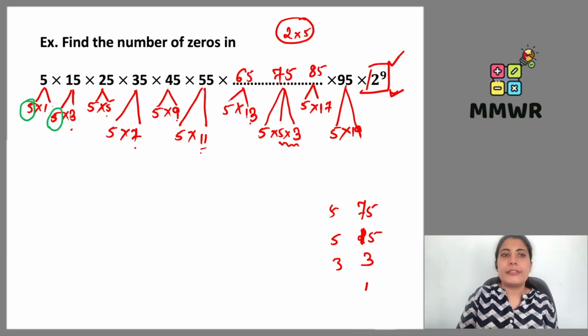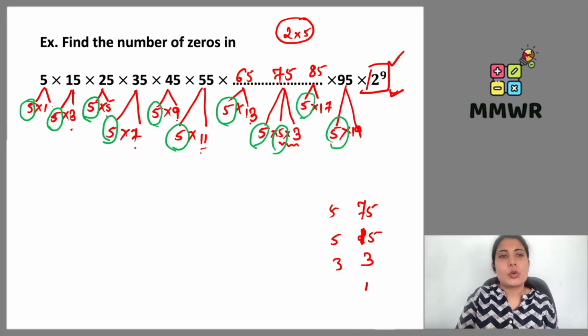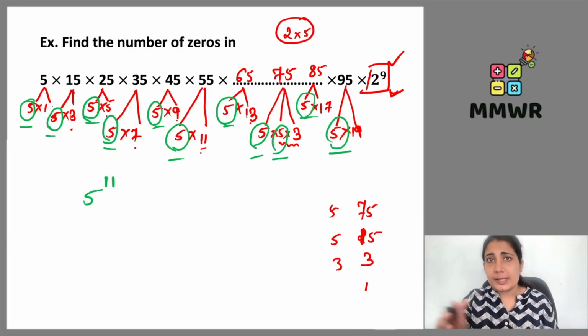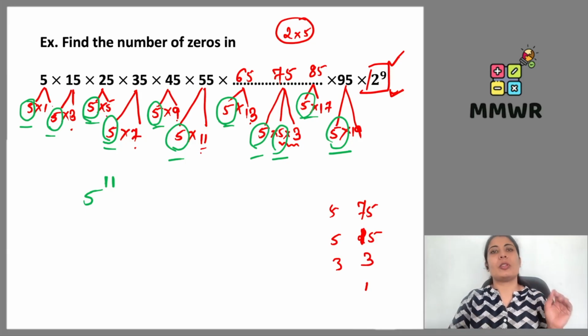So in the 5s, how many places do we have? I am just going to make a circle over here so that we can count it at the end. 1, 2, 3, 4, 5, 6, 7, 8, 9, 10, 11. In total we have 5 here 11 times. It does not matter what other numbers are there, 1, 3, 5, 7, 9, 11, whatsoever, because they are not going to give us any zero.